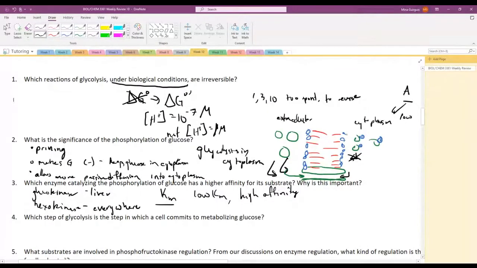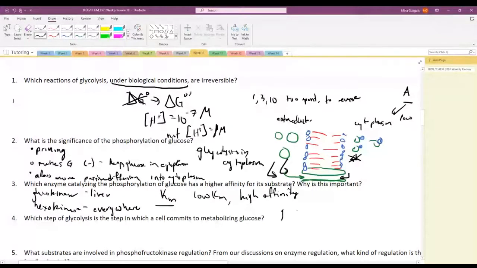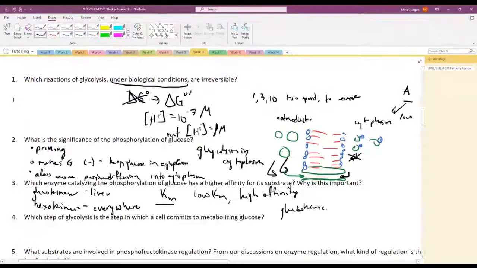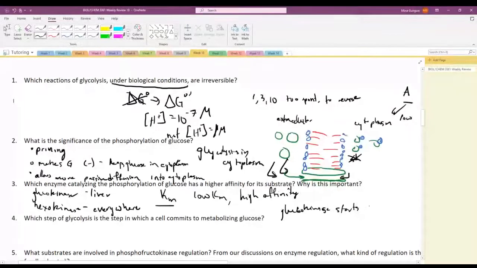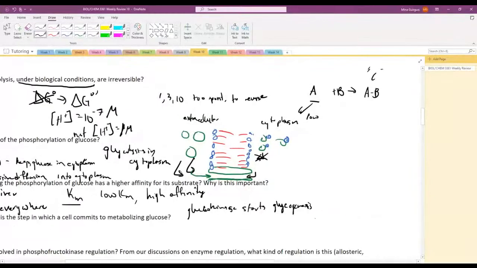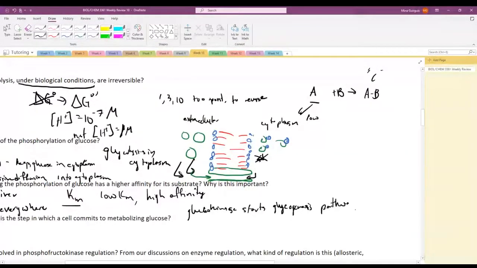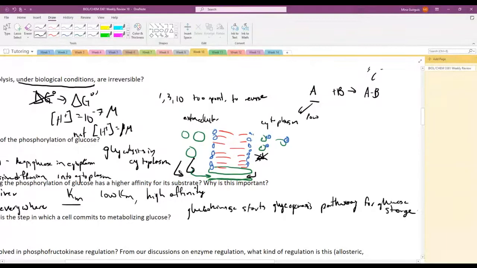So glucokinase effectively starts the glycogenesis pathway for glucose storage. For those of you who don't know, glucose is stored as glycogen in the liver for us. When I've eaten a ton of sugar, that's what happens to some of it, it gets stored. And eventually it gets stored in adipose cells and it turns into fat. But it's converted into glycogen in the liver, okay?